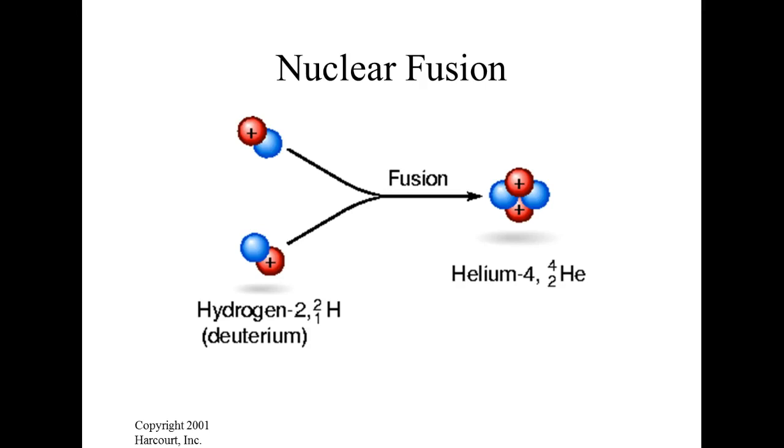Fusion is the exact opposite. It's where you take two atoms and you bond them together and fuse them, and they turn into a larger atom, and you get energy out of this. This is what's happening in the sun. We have hydrogen gases being heated up and fused together in nuclear fusion. And that's where the sun gets all its energy to send to us, by a huge fusion reaction happening in the sun.